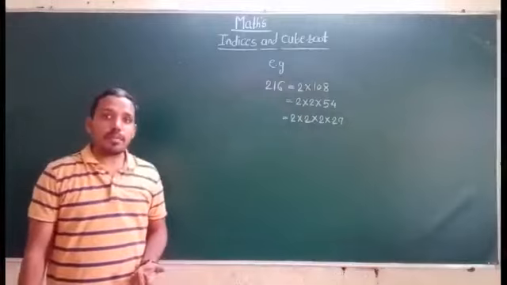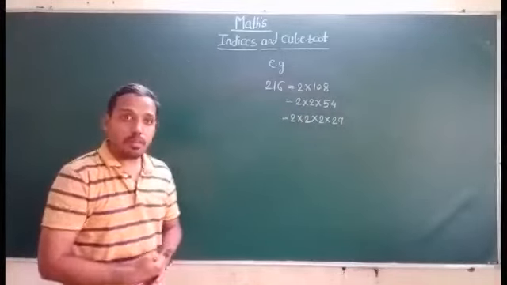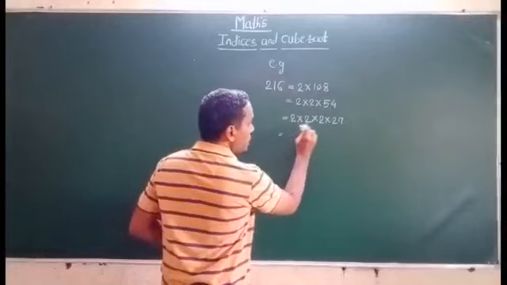27 is not a prime number. It is again a composite number, so we again write down that 3.